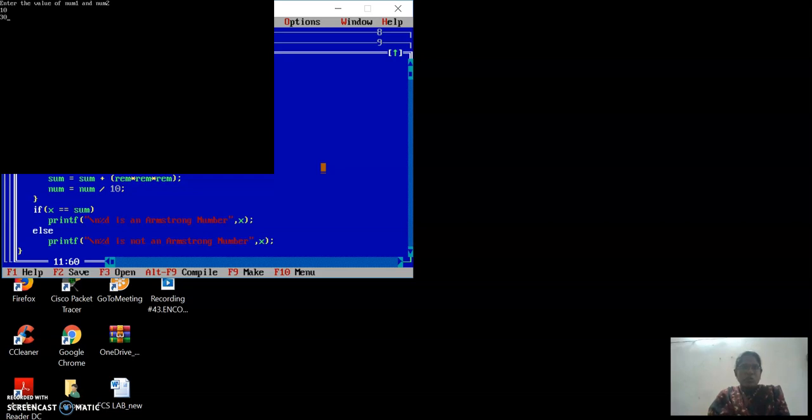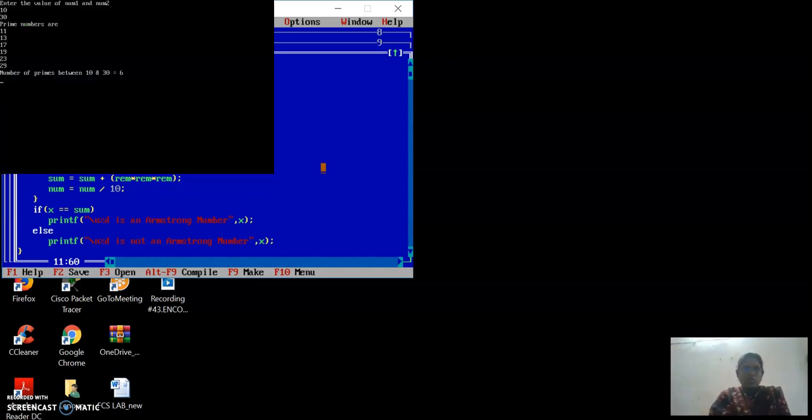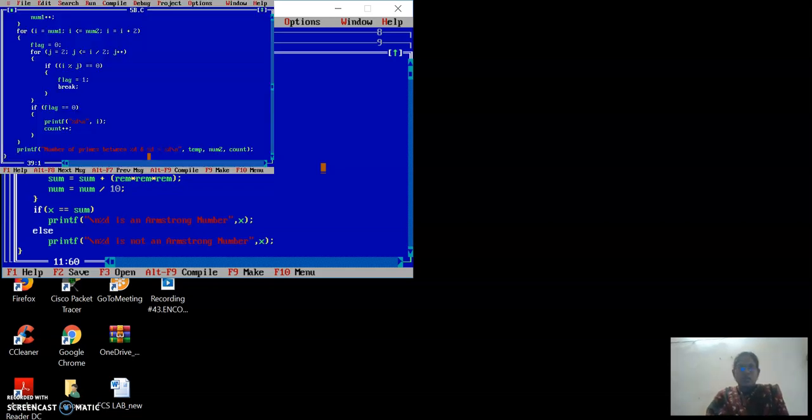Is 10 a prime number? No. The prime numbers start from 11, 13, 17, 19, 23 and 29. So a total of 6 prime numbers will be generated from 10 to 30. The number of prime numbers between 10 and 30 is 6. See here, 11, 13, 17, 19, 23 and 29. So this is about the generation of prime numbers between two limits, that is your upper limit and the lower limit.